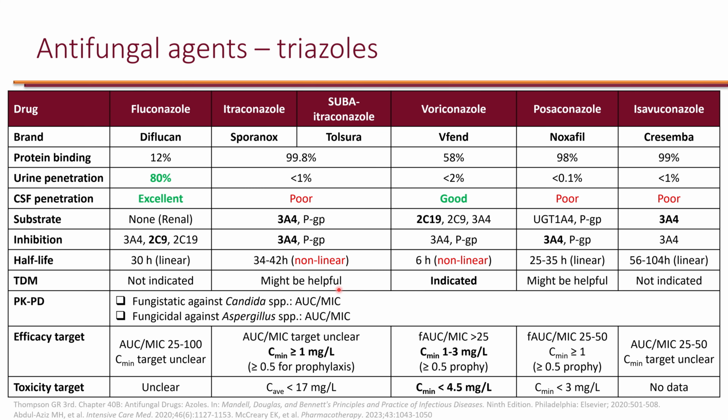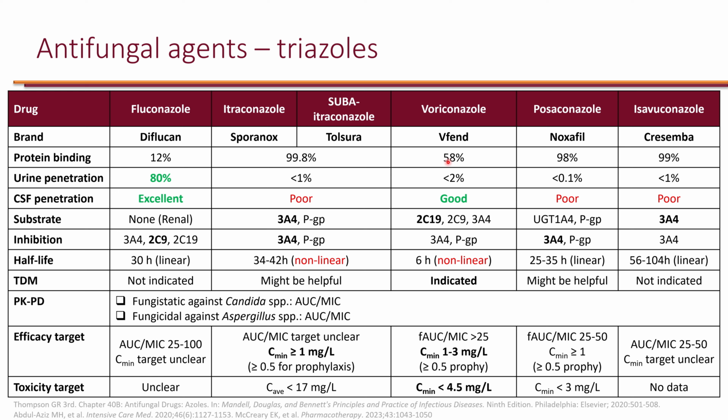Now let's take a look at the PK/PD of triazoles. Fluconazole, one of the oldest triazoles, is the only triazole with excellent urine penetration. So anytime you have candiduria, fluconazole is the agent of choice for urinary infections. Because of its low protein binding, it also has excellent CSF penetration. In fact, when you look at all of the triazoles, most of them have high protein binding. Fluconazole has the lowest, so it has excellent CSF penetration.